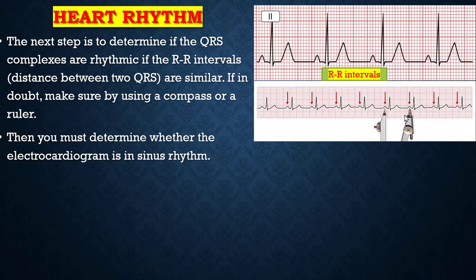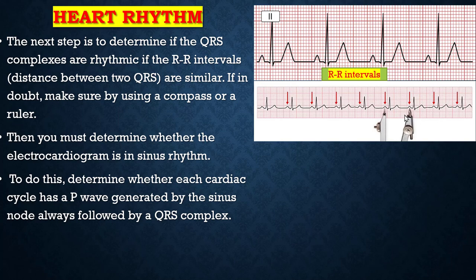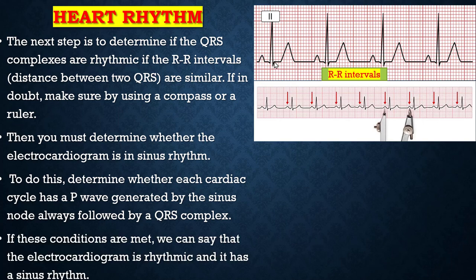Then you must determine whether the electrocardiogram is in sinus rhythm. If the intervals are equal, the heart is in sinus rhythm. To do this, determine whether each cardiac cycle has a P wave generated by the sinus node, always followed by a QRS complex. When every QRS complex is followed by a P wave, this is a normal rhythm.